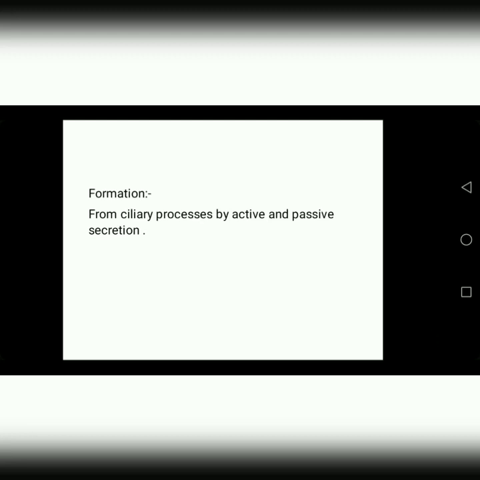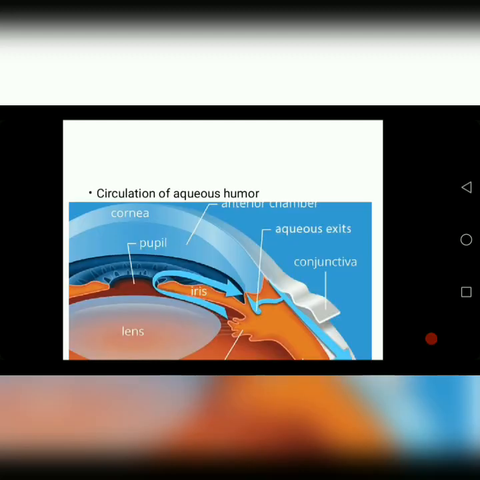Formation. How is the aqueous humor formed? Aqueous humor is formed by the ciliary processes of the ciliary body. We'll show now a picture of the ciliary body, and its projection is called the iris. These are the ciliary processes, finger-like projections that secrete the aqueous humor. This aqueous humor is derived from the ciliary stromal blood vessels into the ciliary processes through the non-pigmented epithelium to pump it into the posterior chamber of the eye.